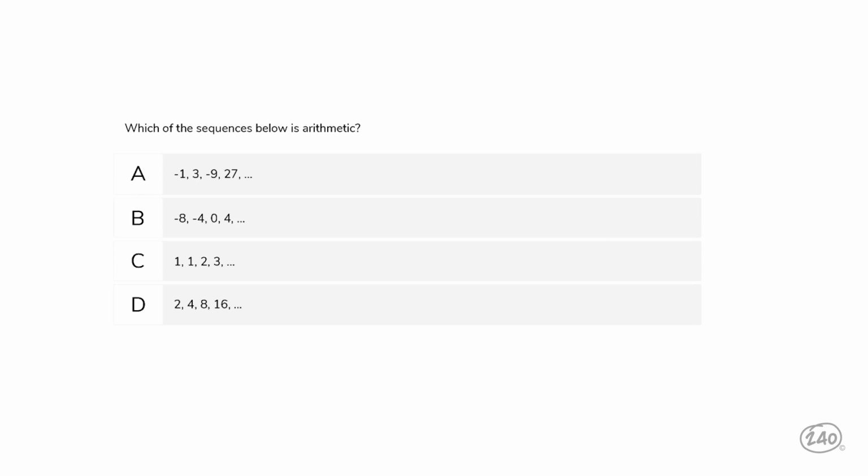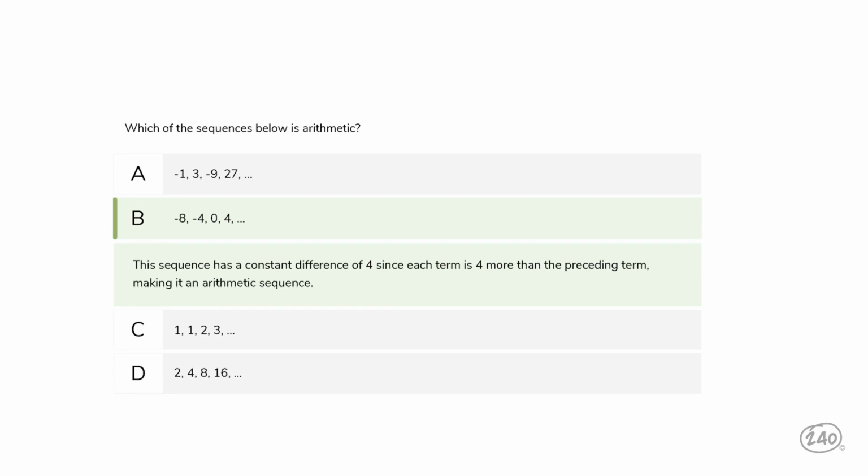An arithmetic sequence is one where the same amount is added or subtracted from each term to the next. The only one that meets this criteria is B. This sequence has a constant difference of 4 since each term is 4 more than the preceding term, making it an arithmetic sequence. All right, we're cruising right along.